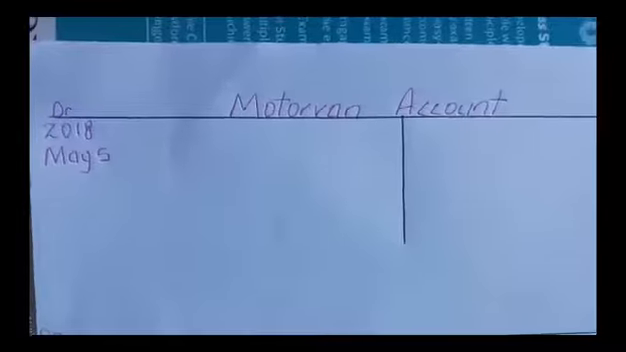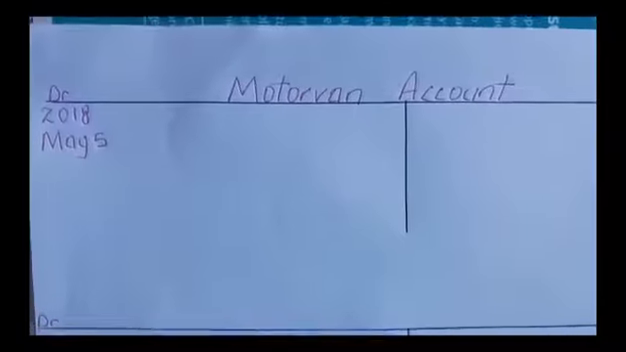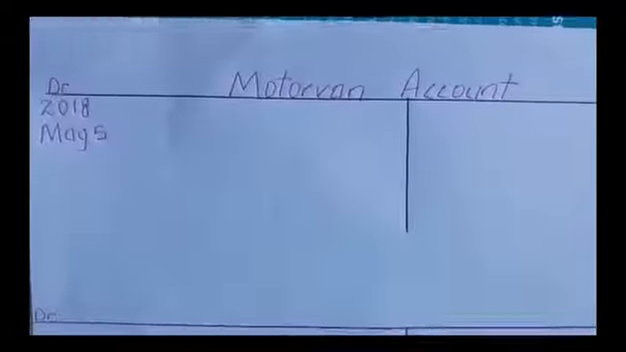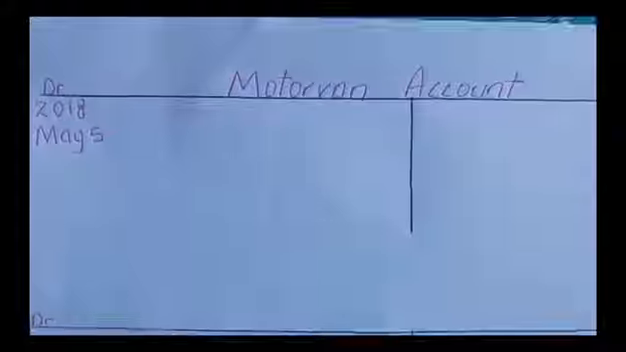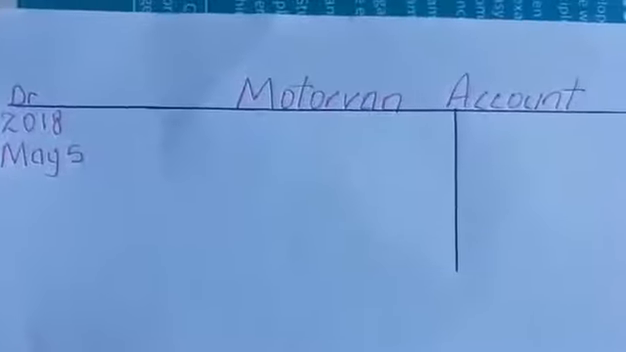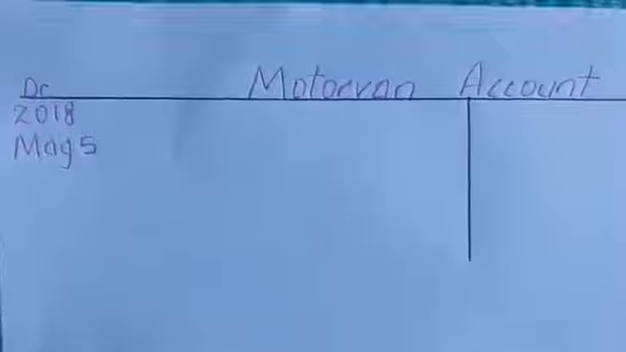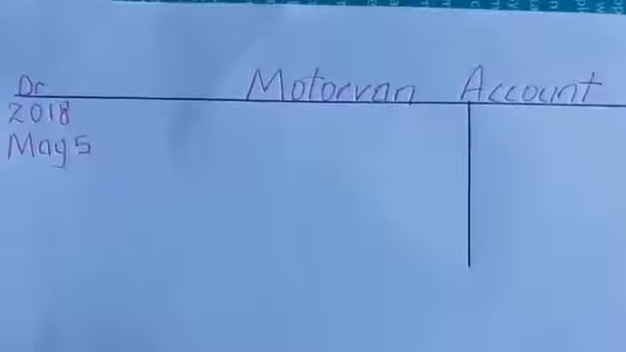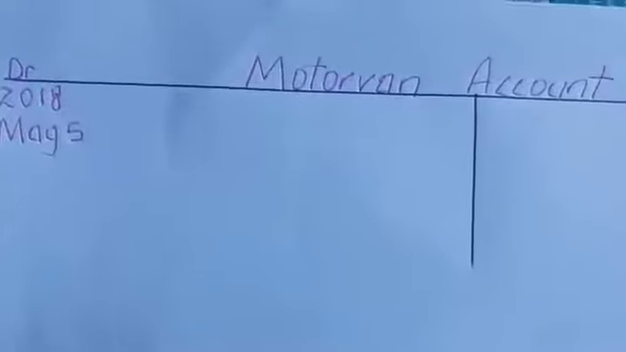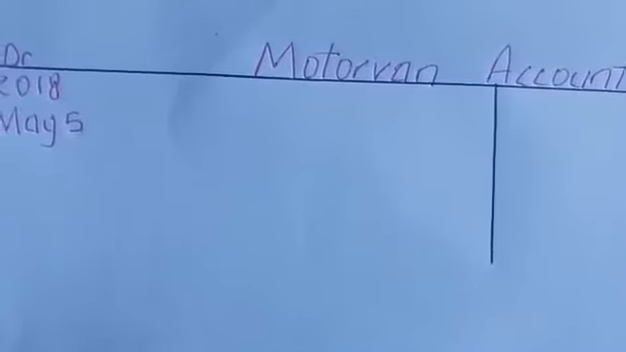So the detail would be the other account in the very same transaction that is being affected as a result of the motor van being bought. In that case, it would be cash. So cash would go in the detail because cash is decreasing as a result of the motor van that was bought. So cash would be in the detail under the motor van account.